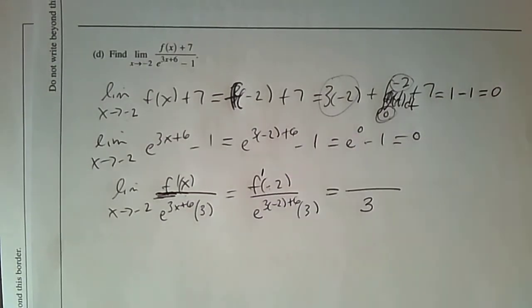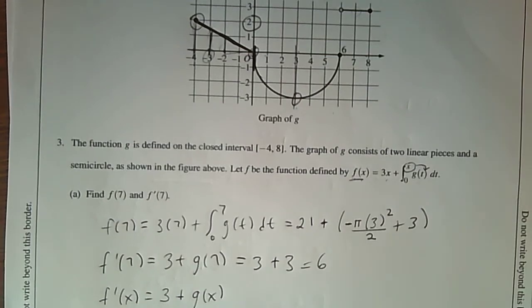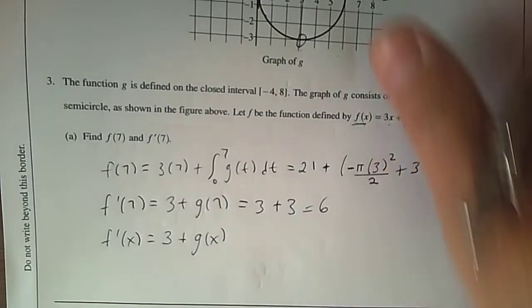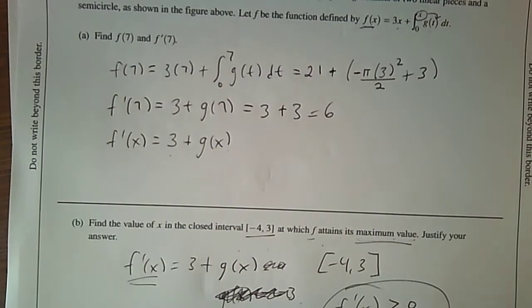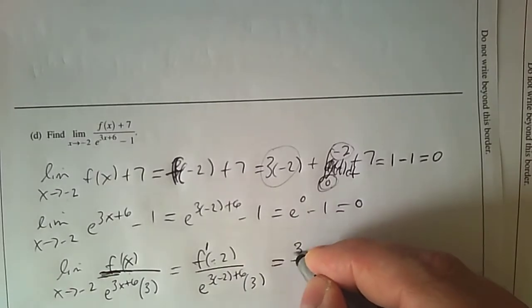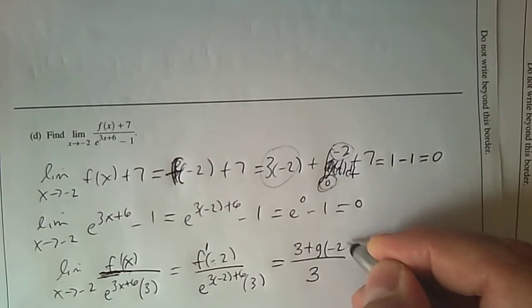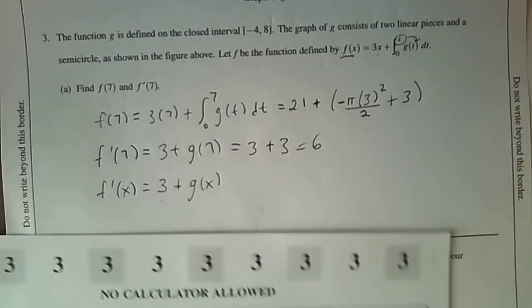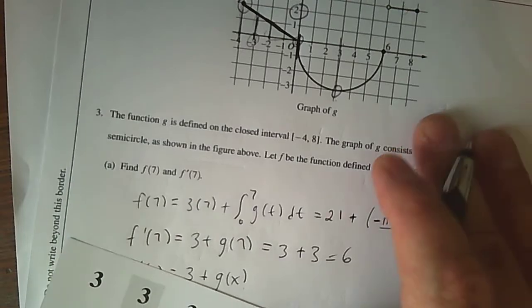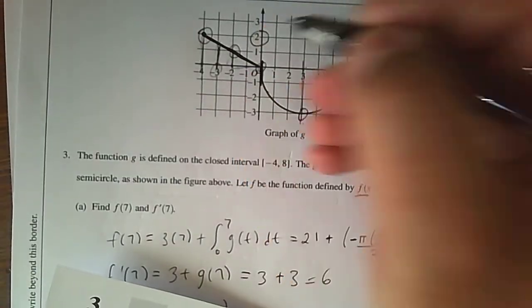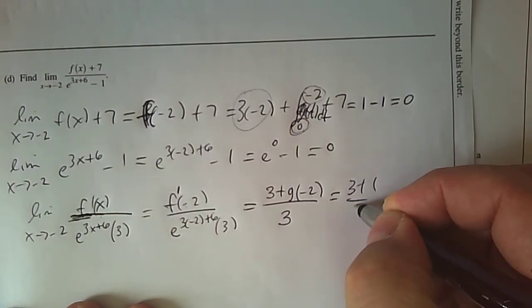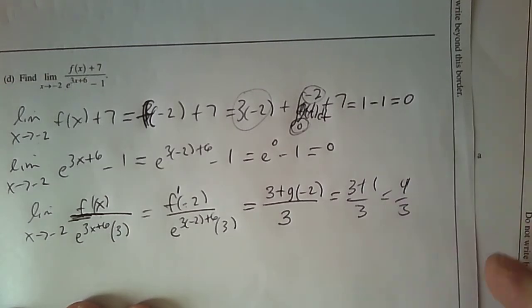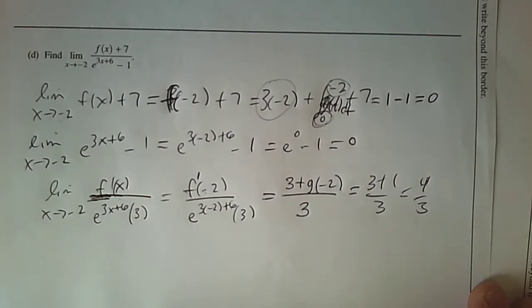What's the derivative at negative 2? So the derivative of f is right here. It's 3 plus g at 2. So I'm going to write that down: 3 plus g at negative 2. So what's the y value when g is negative 2? And the y value here is 1. So it's just 3 plus 1 over 3, or 4 over 3. And that's it. Good job.